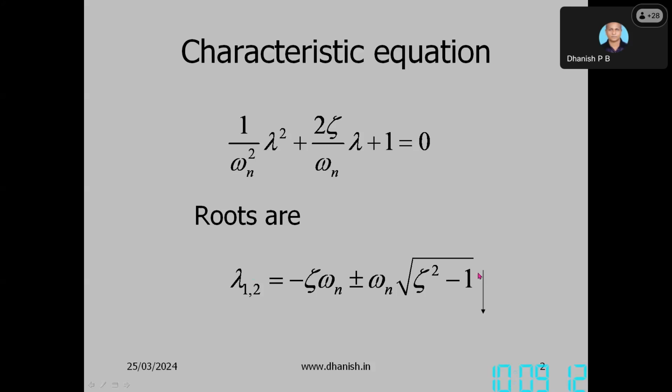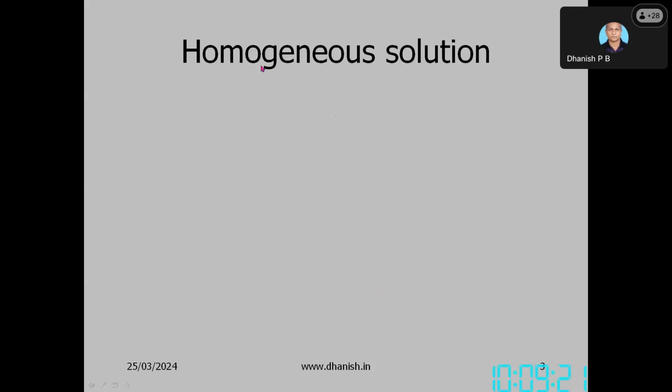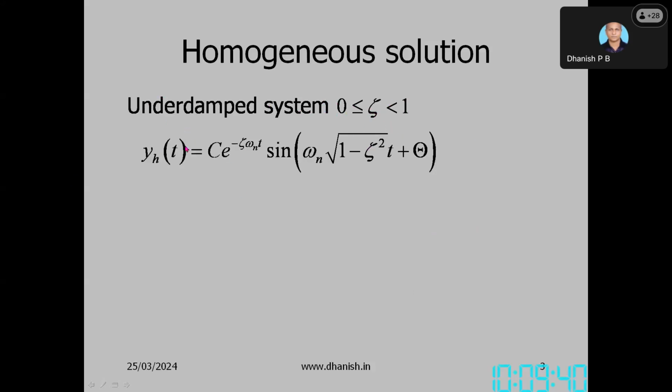Now, depending on these values, the solutions will differ. So what are the different solutions? The homogeneous solution depends on the value of zeta. When zeta is between 0 and 1, we have what is called the underdamped system. Here the homogeneous solution is c e raised to minus zeta omega n t into sine of omega n into root of 1 minus zeta square t plus some theta.